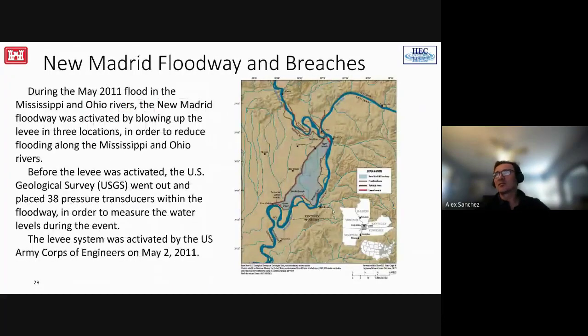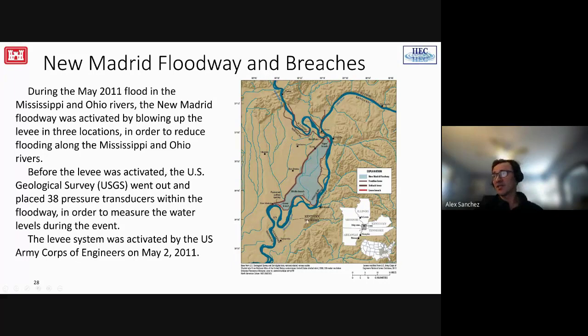This is a more complicated field data set, the New Madrid Floodway and levee breaches. I was actually in Mississippi during this flood, and I remember all the flooding that happened and going to the river to look at how high it was, and it was kind of a big deal at the time. So during May of 2011, the Corps blew up a portion of the levee to activate this floodway to alleviate the flooding.